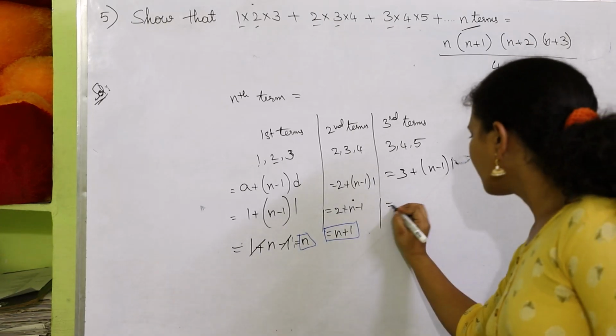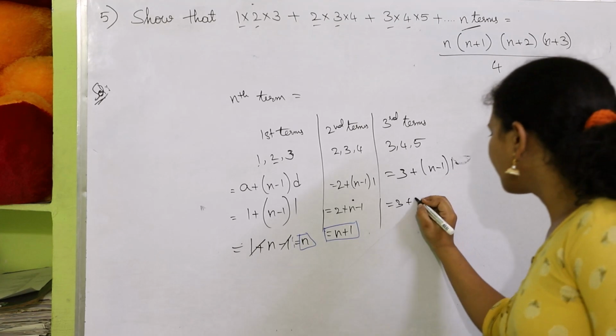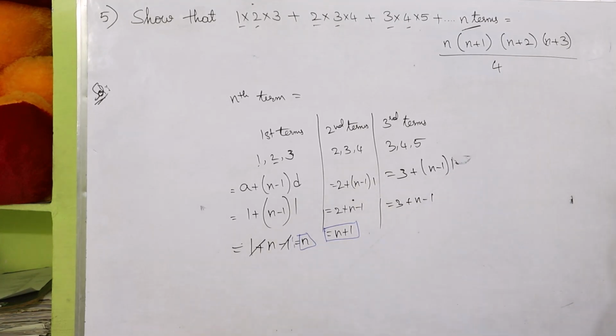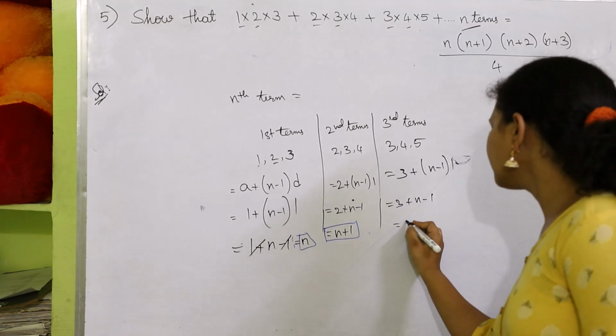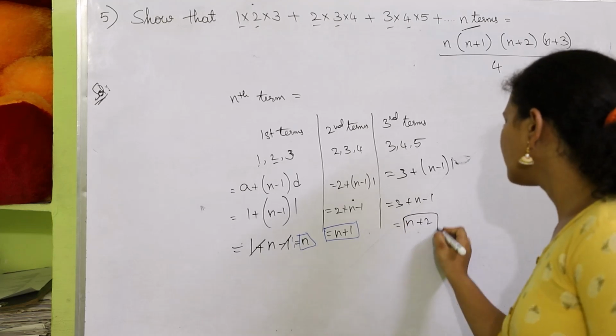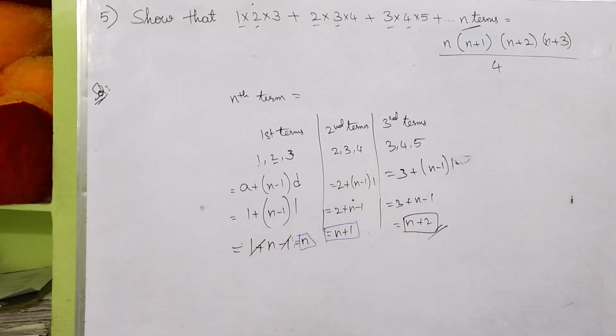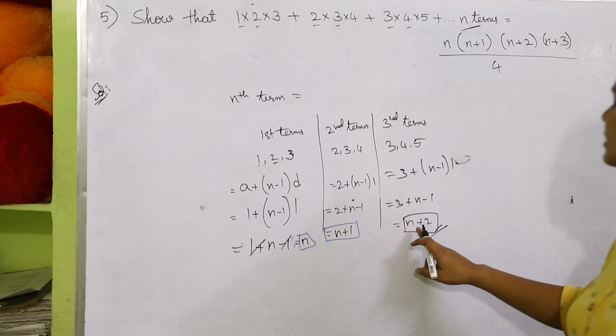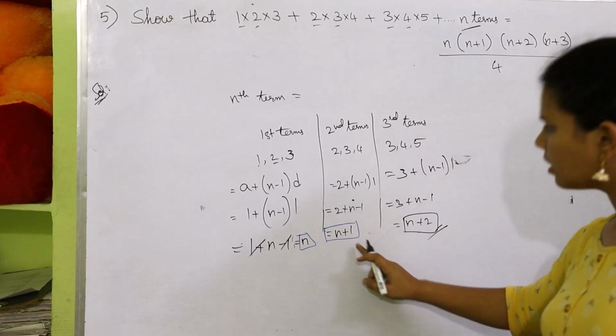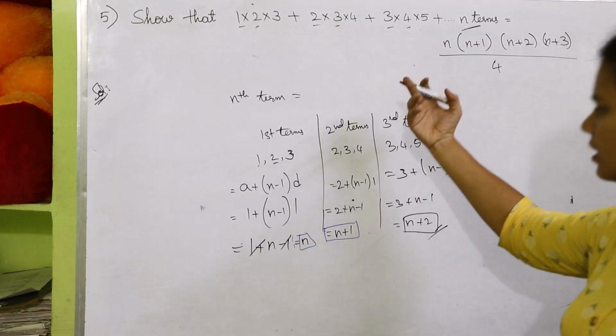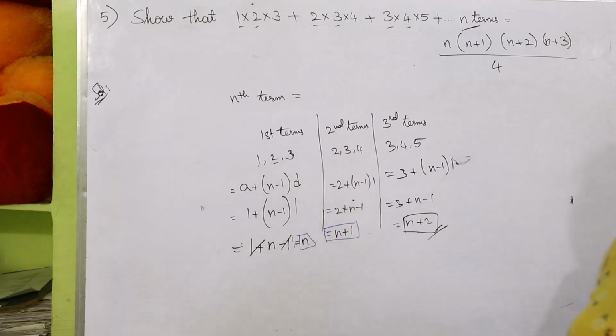So, here 3 plus n minus 1. 3 minus 1, how much? 2. So, this becomes n plus 2. This is the value for the third term. Are you getting it? N plus 2 is the value for the third term. N plus 1 is the value for the second term and n is the value for the first term.